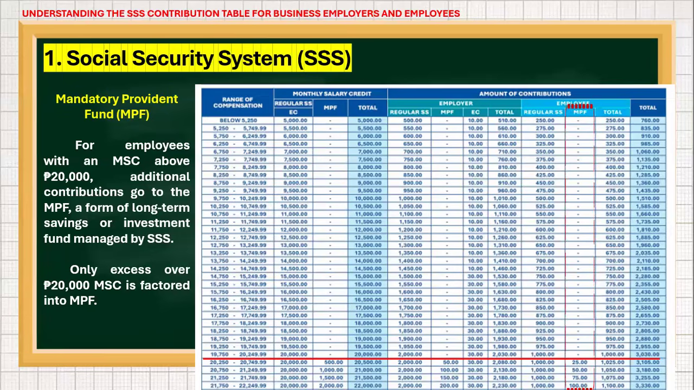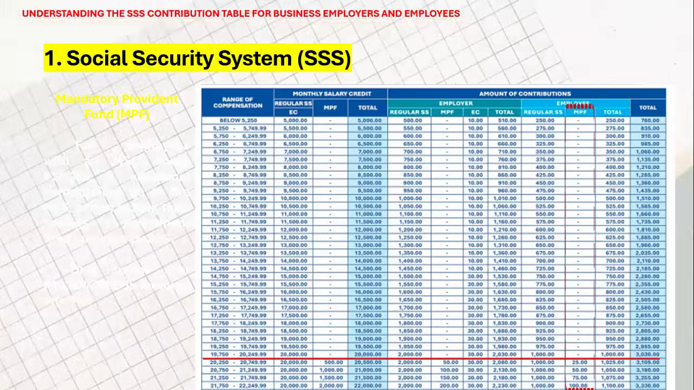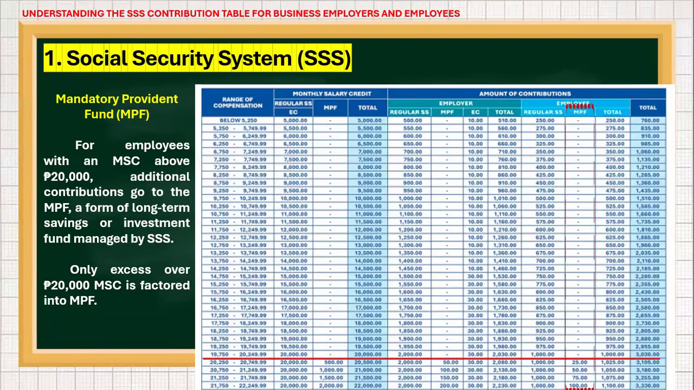Remember that MPF is mandatory for high income earners. So it functions like a personal savings or a pension fund. It helps secure a big retirement benefit in the future. This also ensures that as your income grows, so does your future financial security. So I hope you understand.